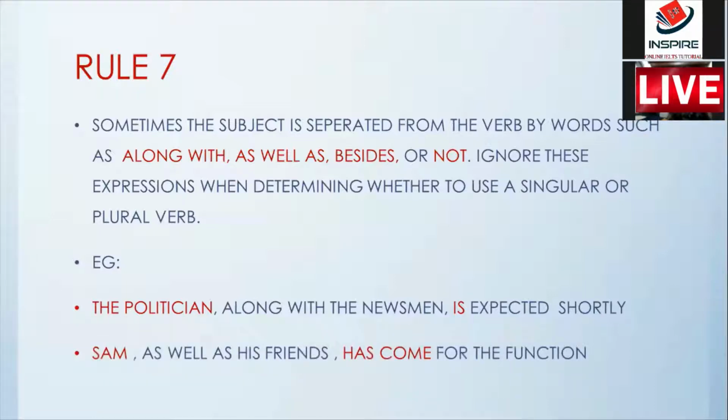Another example: Sam as well as his friends has come for the function. Here you can see Sam is the singular subject, and has come is a singular verb. Why did it take a singular verb? If it was a plural verb, it would come as have. As it is singular, it took has, because Sam is a singular subject. We just need to ignore what comes with along with, as well as, besides, or not. Okay, is it clear? This is what rule 7 is all about.